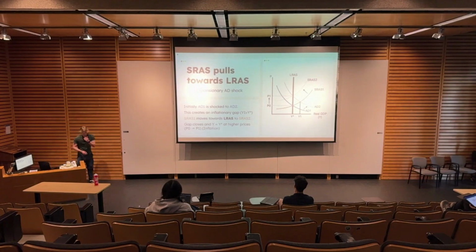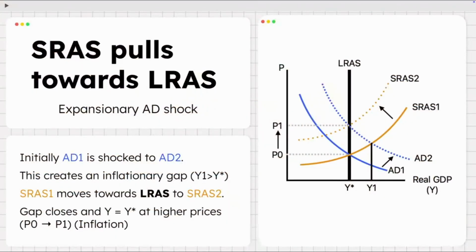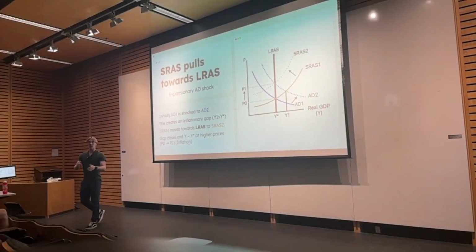Okay, so let's walk through what's happening here. Our vertical line there is our potential output, and that is constant because we're assuming technology is constant. So we start here. Now we're having a positive aggregate demand shock, so our aggregate demand shifts to the right, to AD2. That's where we were before, at Y1. But now because factor prices can change, we're in an inflationary gap. We're producing more than what we actually can.